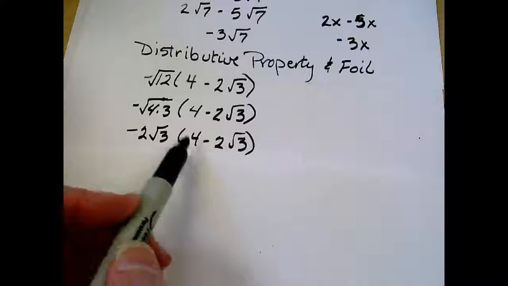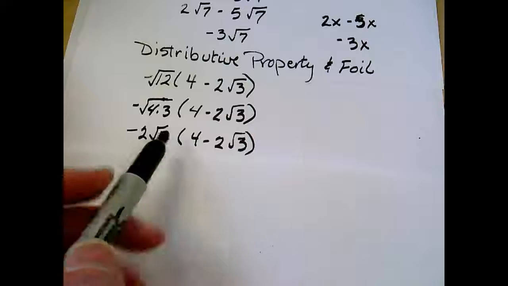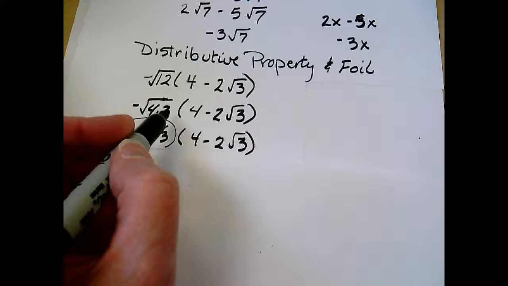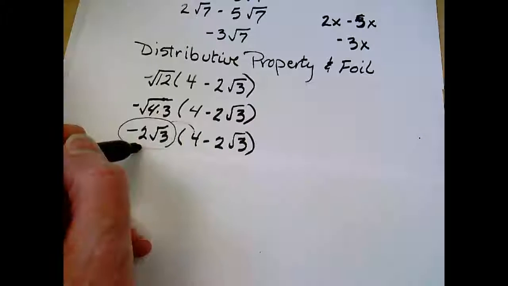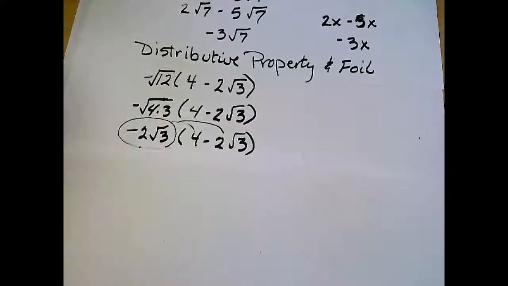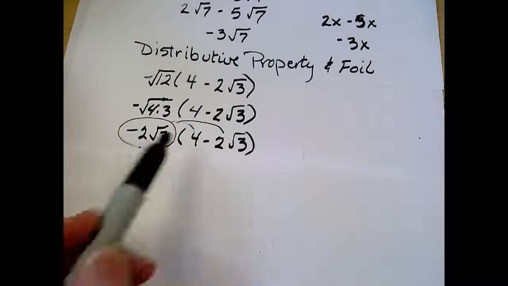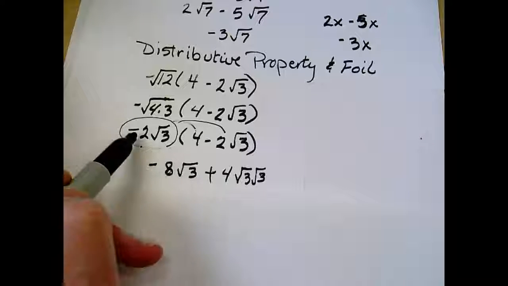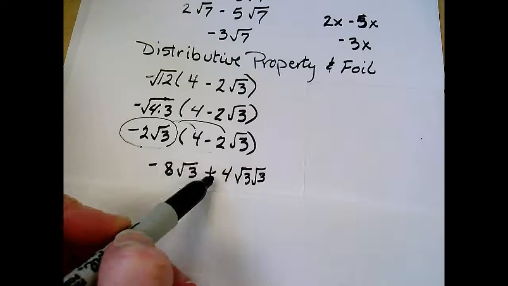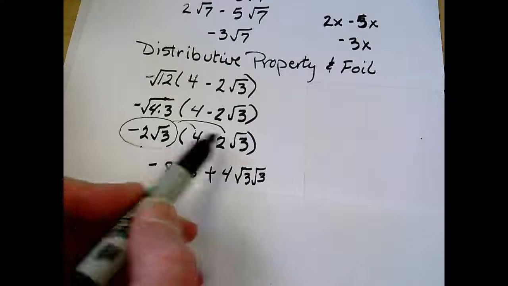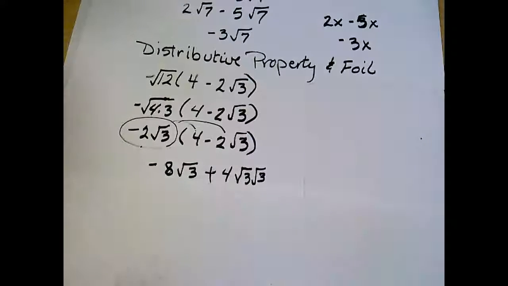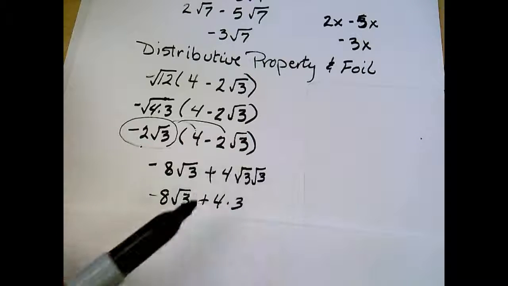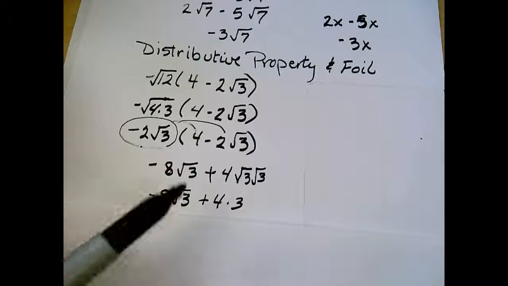Now that all my numbers are simplified, I can do the distributive property. So that was taking this number times the 4, and then this number times the negative 2 square roots of 3. So negative 2 times 4 is negative 8. The square root of 3 sits next to it. Negative 2 times negative 2 is positive 4. The square root of 3 times the square root of 3 will give me 3. Again, square roots cancel each other when you have a number underneath squared.